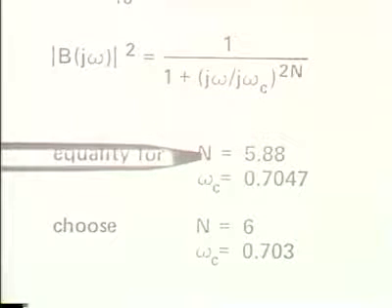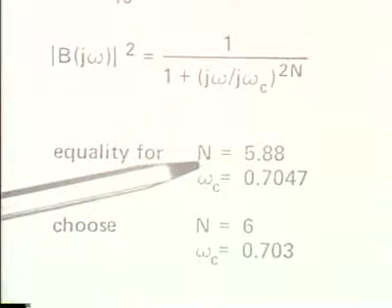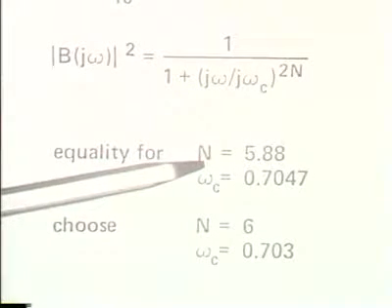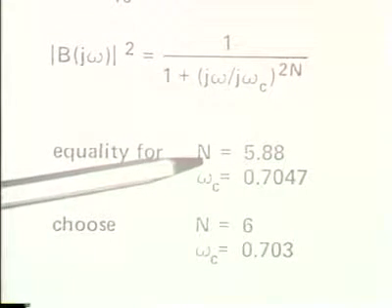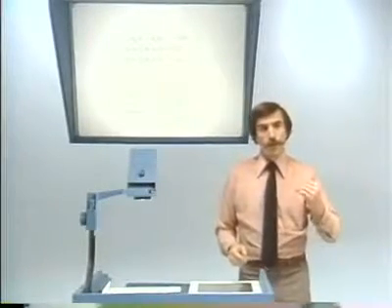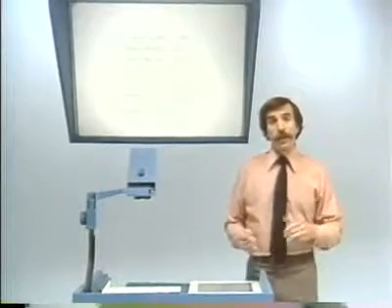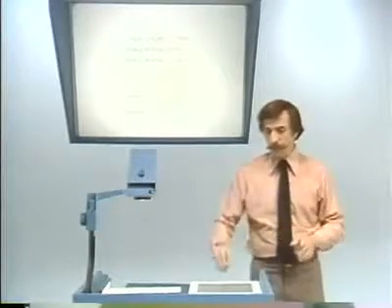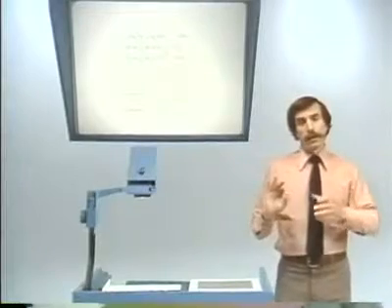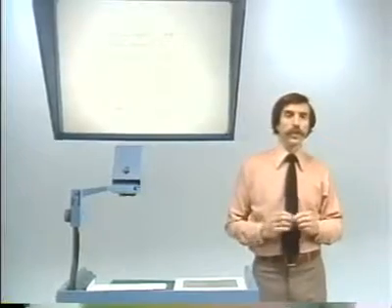Why is that? The reason is that capital N isn't an integer. And in the class of Butterworth filters, to generate a rational transfer function, capital N, this parameter, must be an integer. So since it can't be 5.88, the natural thing to do is to move it up to the next closest integer, namely 6. And that means that we'll end up with a filter that does even better than the specifications.